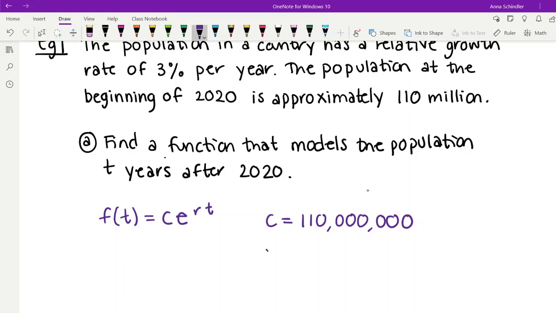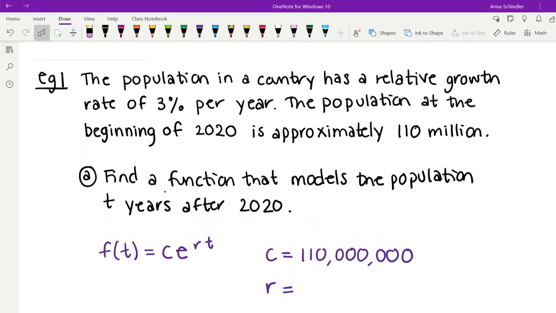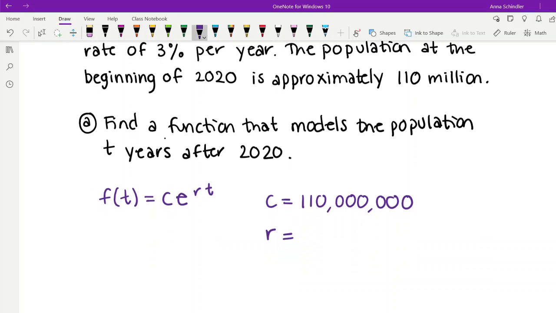Okay, what about R? R is our relative growth rate, and it tells us it's 3%. This is where I was saying you have to write that as a decimal. You would not get the correct answer if you wrote 3. That would be wrong. Instead we have to represent 3% as a decimal. Remember that a percentage represents something out of 100, right? 100% is 100 out of 100. It's like everything. 3% is 3 out of 100. So how do you write 3 out of 100 as a decimal? Well, that's 3/100ths, or 0.03.